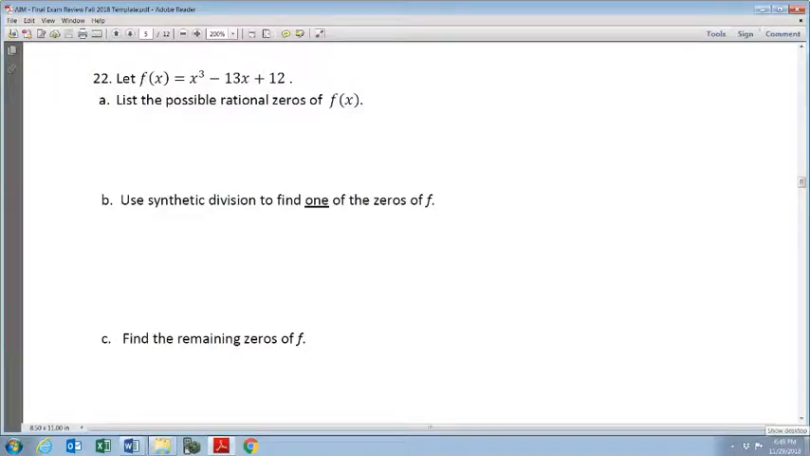Alright, so we're on the fourth video here of the review. On number 22, we're supposed to find the possible rational zeros. That's where we do our P's and Q's. And so we know P's are factors of the constant term 12. And our factors of Q, that would be, in this case, the leading coefficient, which is 1.